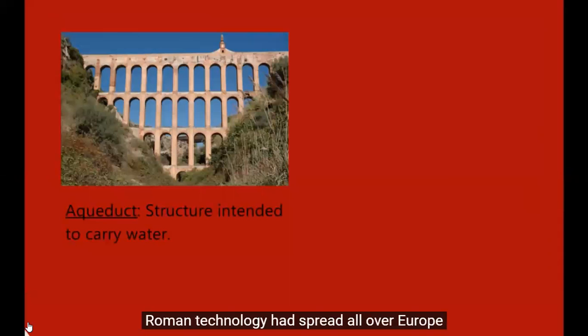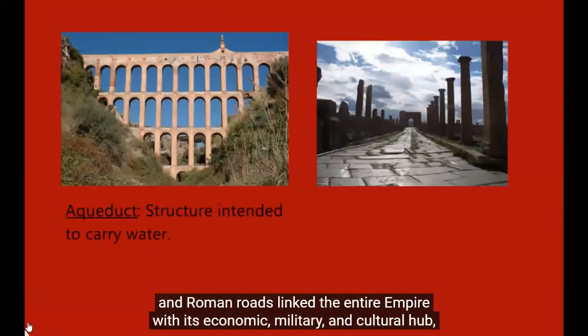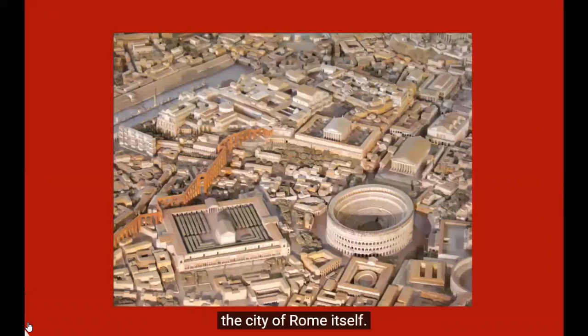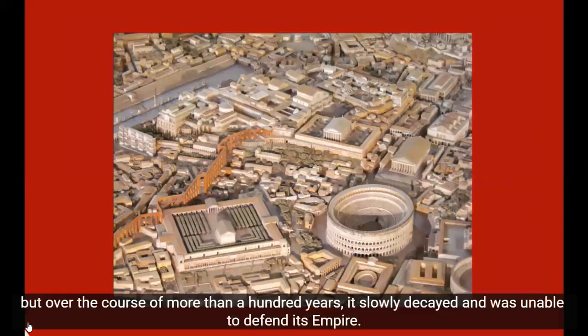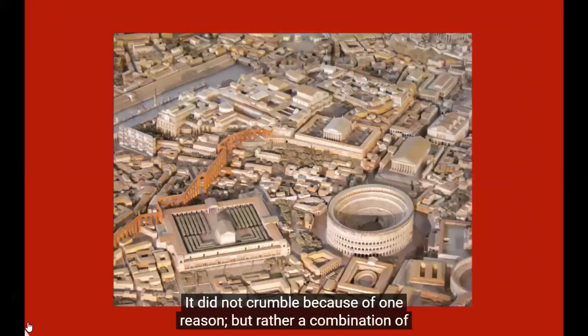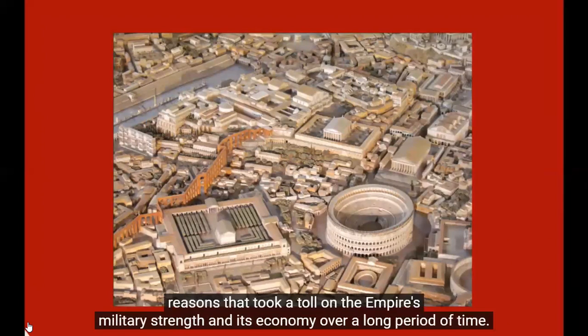Roman technology had spread all over Europe, and Roman roads linked the entire empire with its economic, military, and cultural hub, the city of Rome itself. Rome didn't fall in a day, but over the course of more than 100 years, it slowly decayed and was unable to defend its empire. It did not crumble because of one reason, but rather a combination of reasons that took a toll on the empire's military strength and its economy over a long period of time.